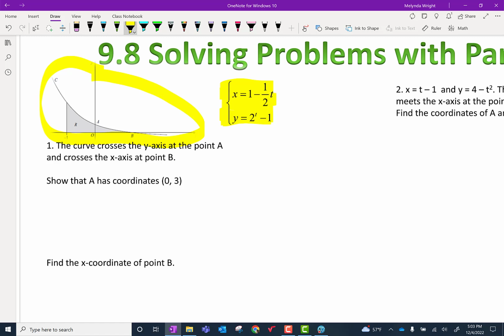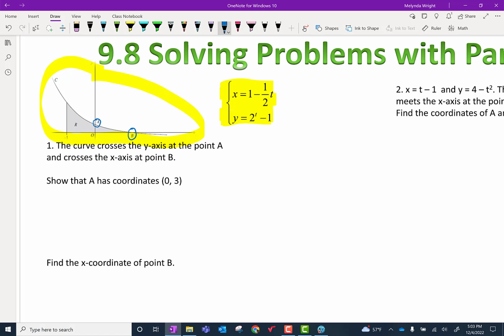So they say the curve crosses the y-axis at point A. So we see that going on right here. And crosses the x-axis at point B. Okay, we got that. So the first part says show that A has coordinate 0, 3.